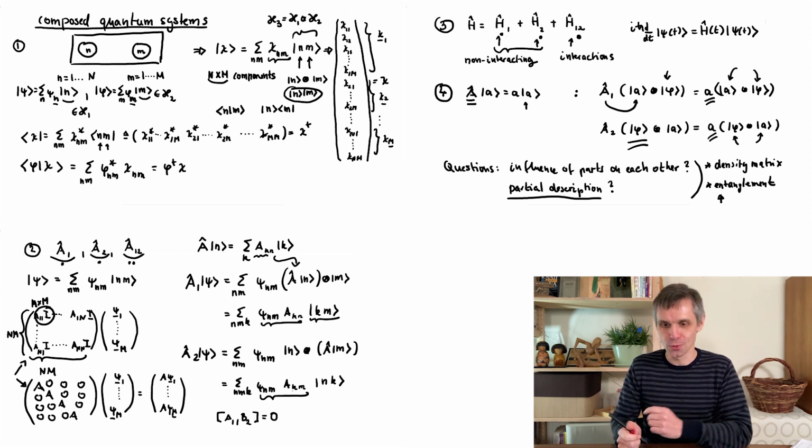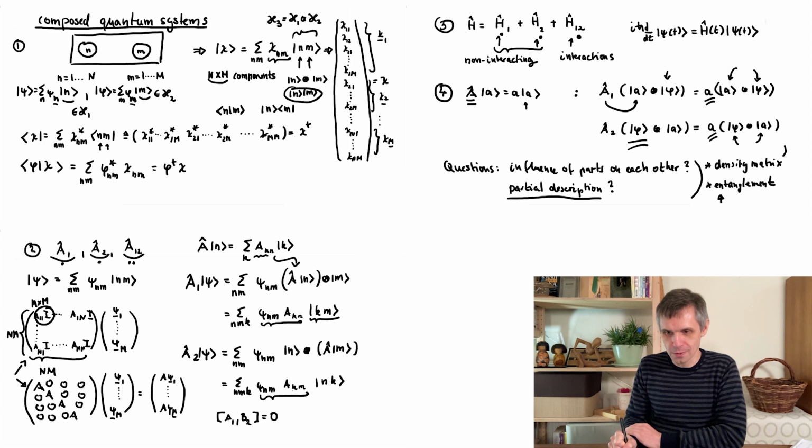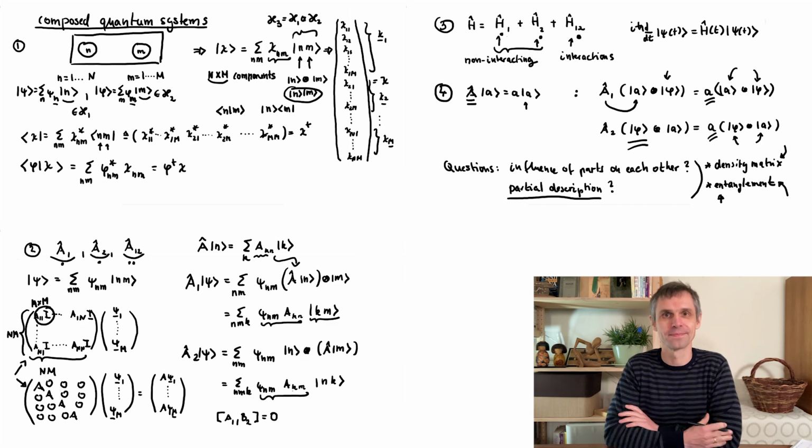So what we are going to do next is to introduce this density matrix, and then we are going to discuss entanglement. First, however, we are going to have a look at a composed quantum system made out of two two-level systems.